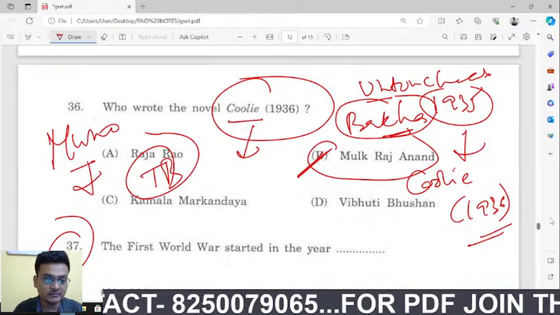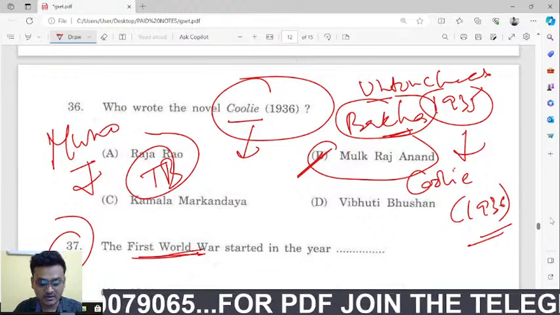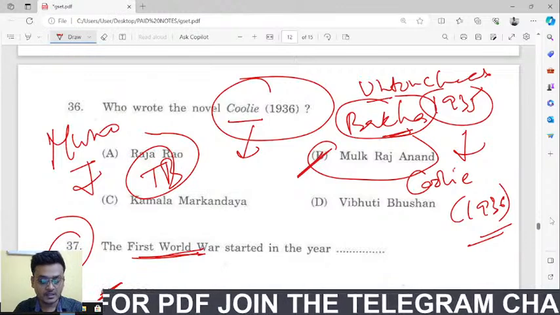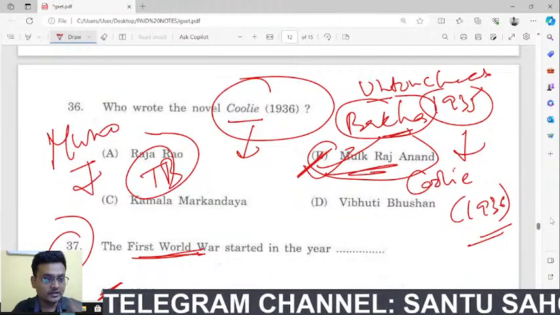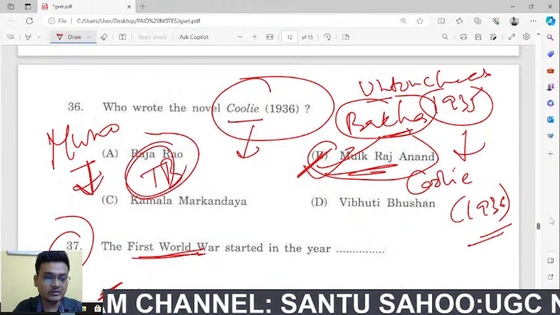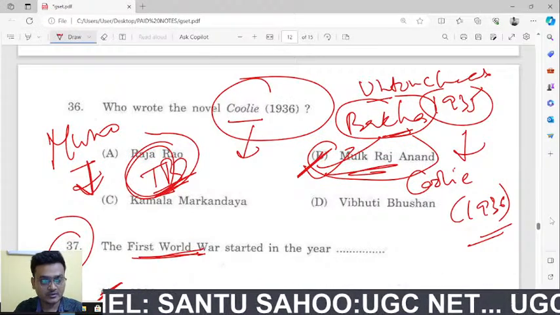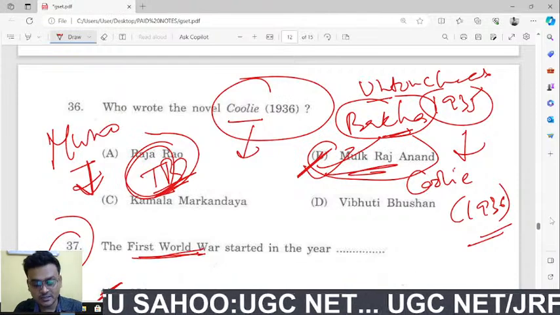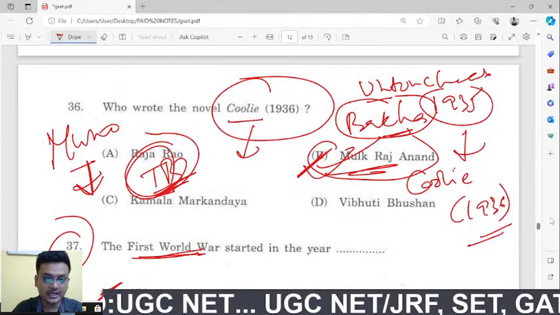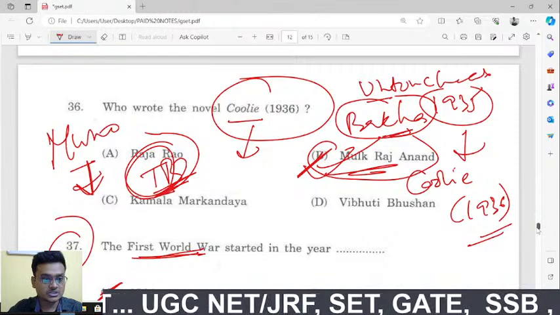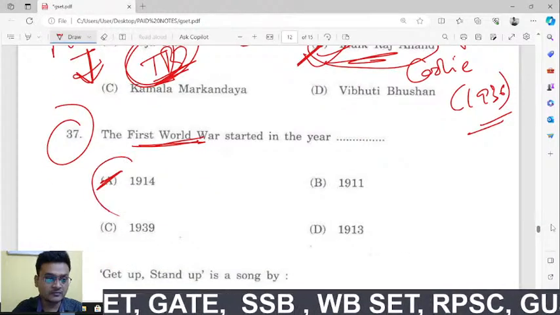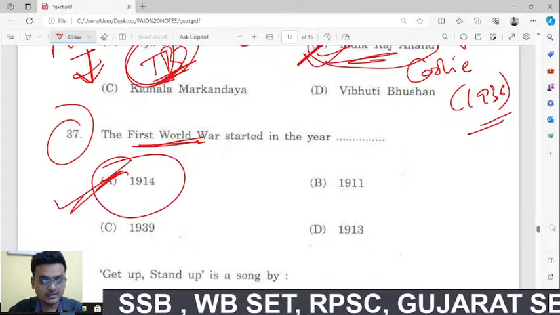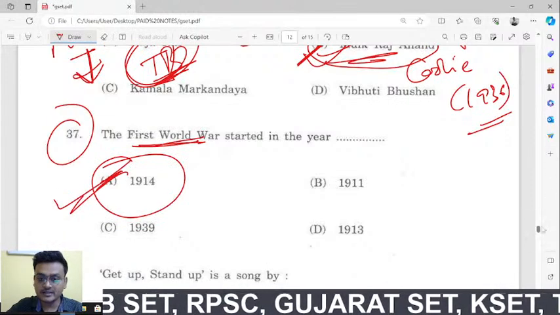Got it. 1941, First World War. You have answered this one. Got it, Biba. Here, Mulk Raj Anand. So here Munoo died of tuberculosis, TB. At the very beginning of the novel he was 16 years old, and died. Chalo. First World War started in the year 1914. Okay, got it, Tahida.